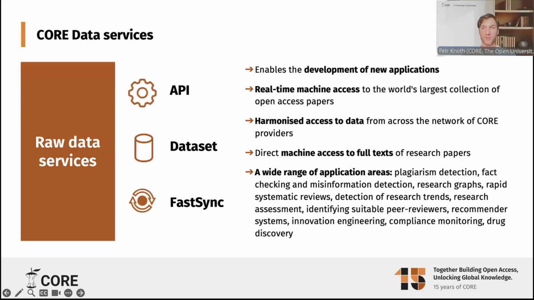If you want to access content which is available in CORE, you have multiple possibilities. We provide these three data services called API, Dataset, and FastSync. The difference is, I think, quite self-explanatory. API is for real-time machine access to CORE. Dataset is if you want a data dump and you, for instance, want to train an algorithm or you want to analyze all the data. And FastSync is effectively the dataset together with frequent updates of the dataset.